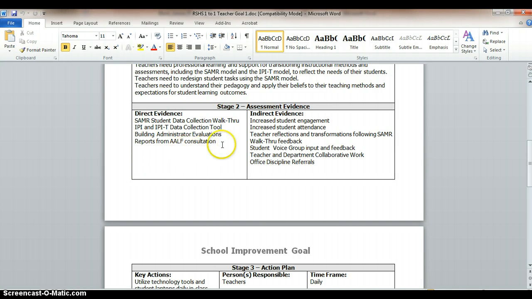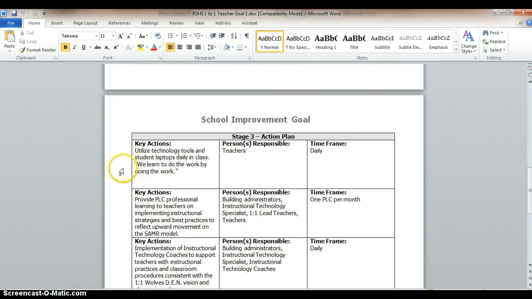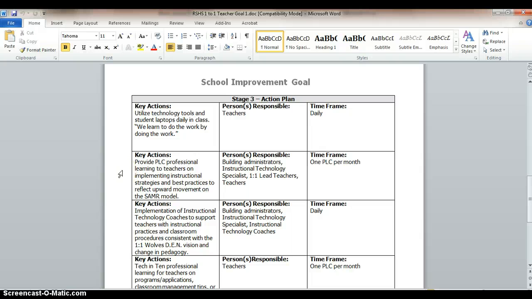And then we have some indirect evidence of increased student engagement, increased student attendance, teacher reflections and transformations following the SAMR, student voice group input and feedback, teacher and department collaborative work, and office discipline referrals. As you can see, there's really a distinct difference between these two in what we can directly measure and then indirectly measure. And then the teachers came up with these key activities or actions.